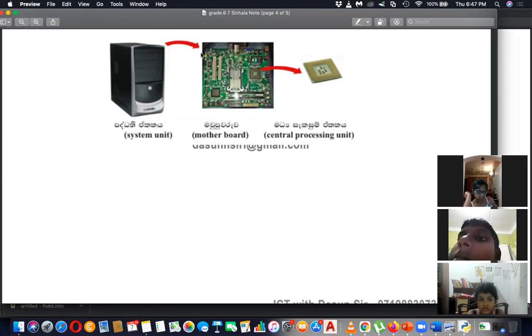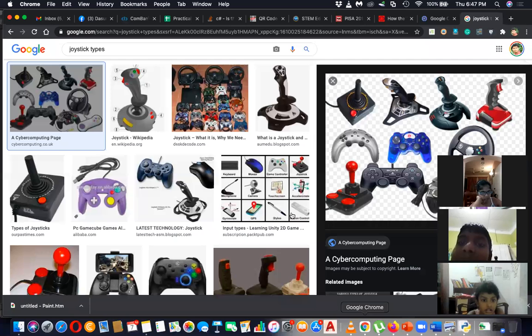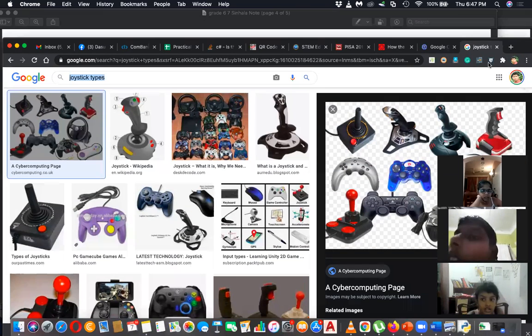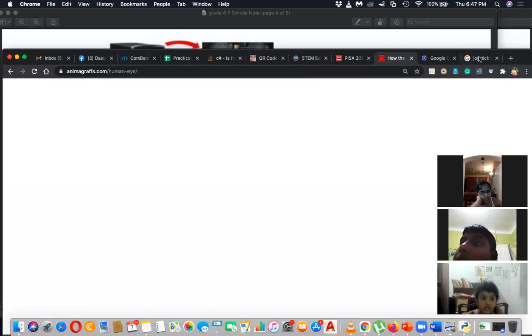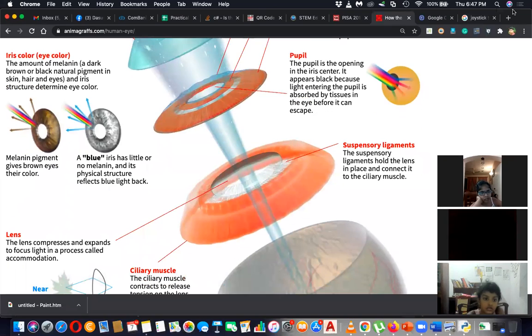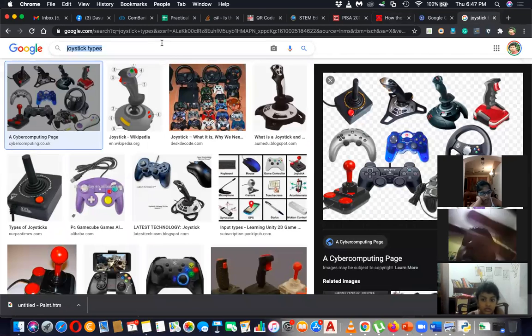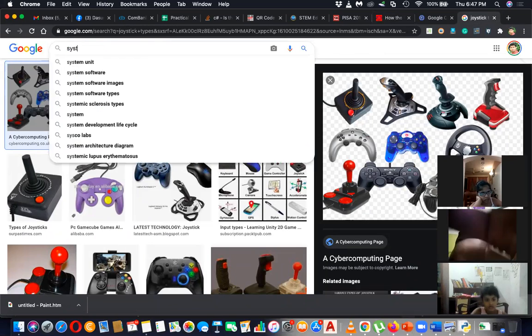Yes, Suhara, light pen is also an input device. In the CPU, I'm asking, where is it located? In the system unit. Inside the system unit, in the motherboard, sir. Yes, inside the system unit.